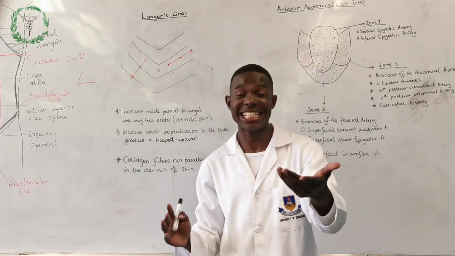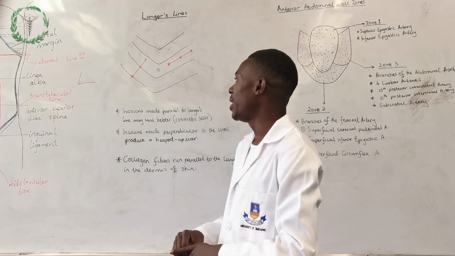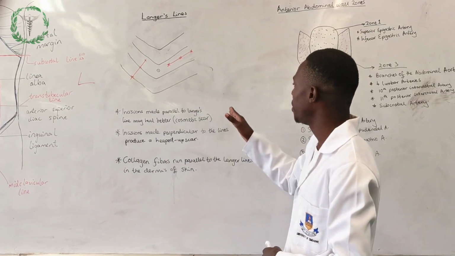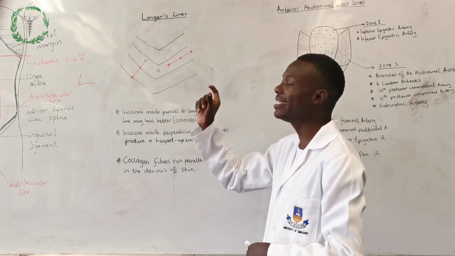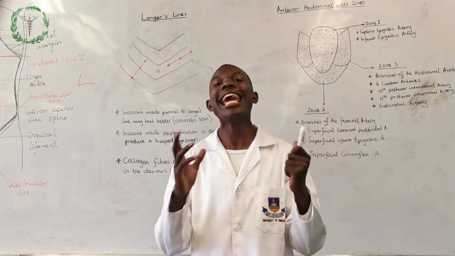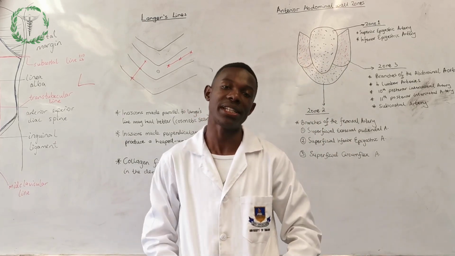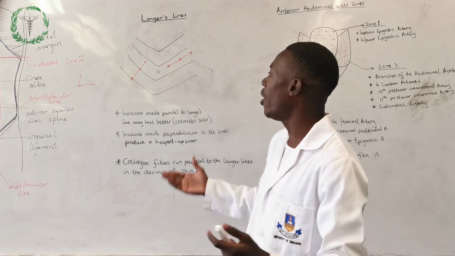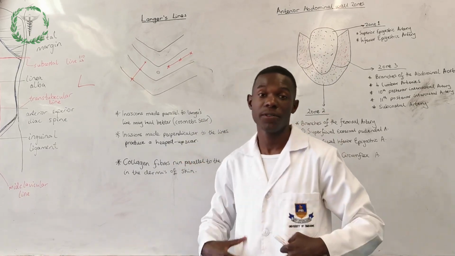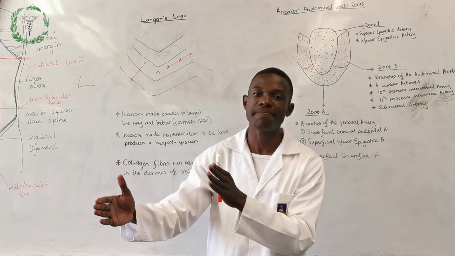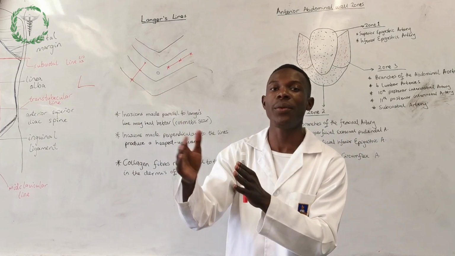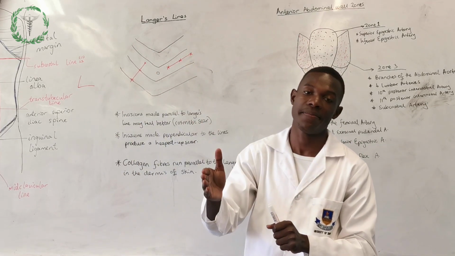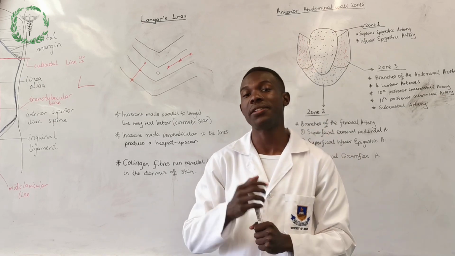Let's talk about the layers at first, right? If we are to dissect the anterior abdominal wall, there are layers that we are going to pierce that are very important that you need to take note of. So obviously we're going to start with the skin, and then from the skin we are going to go to the superficial fascia. Now the superficial fascia is divided into two.